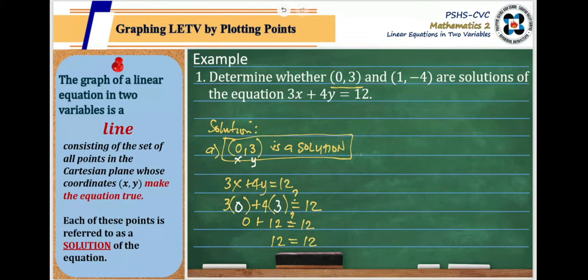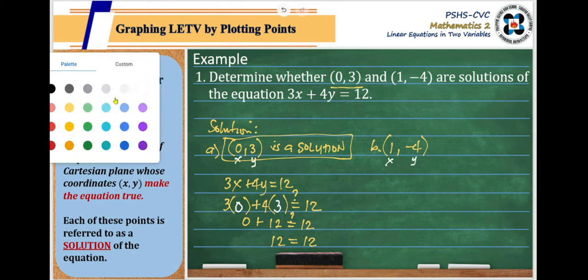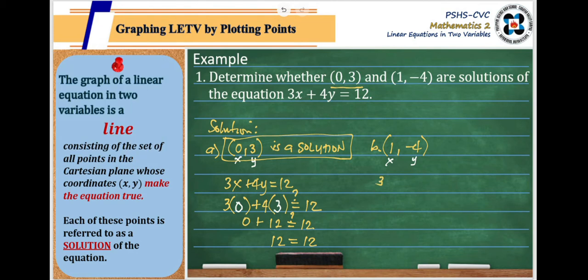How about the second point? Let's have 1, negative 4. So again, to determine whether this point is a solution or not, we just substitute the x and y coordinate of the given point in our equation. So we write 3 multiplied by the quantity 1 plus 4 times the quantity negative 4 equals 12.